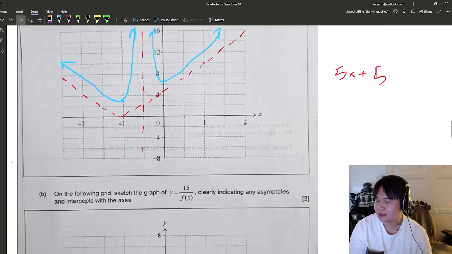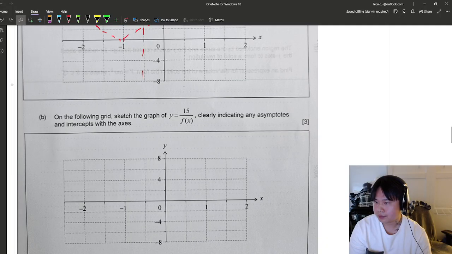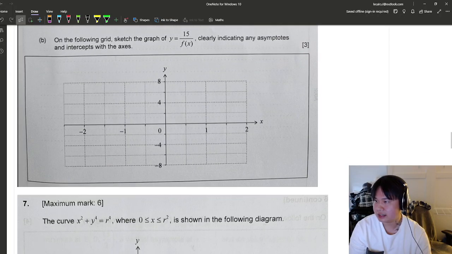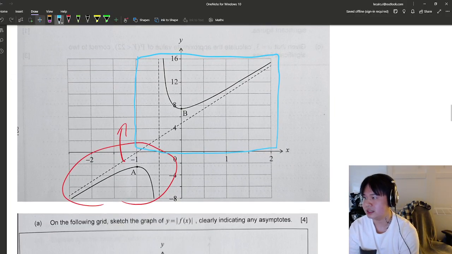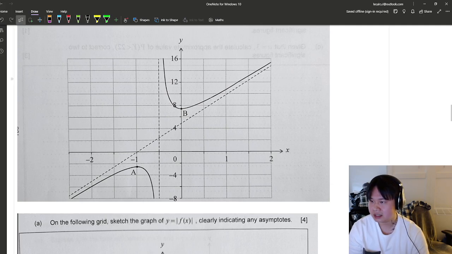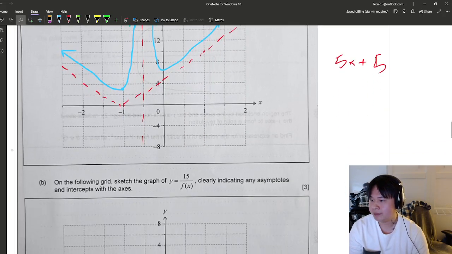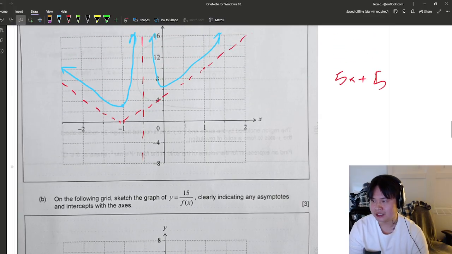4 marks though. Okay, on the following grid, sketch the reciprocal. Okay. Intercepts with the axes. Okay. Let me erase this stuff. Okay, so next up, we're going to take the reciprocal of this, which means that the y values on the reciprocal graph are 15 divided by the y values on the original graph.